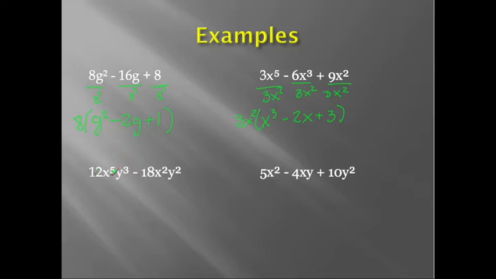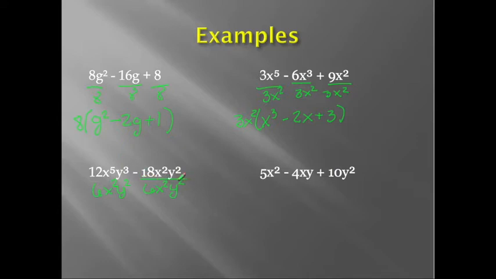Okay, 12x to the 5th y to the 3rd minus 18x to the 2nd y to the 2nd. So our two numbers are 12 and 18. The greatest coefficient that can go into that is 6. Both terms have an x and y, and our lowest exponent is 2 for both. So our GCF will be 6x to the second y to the second.